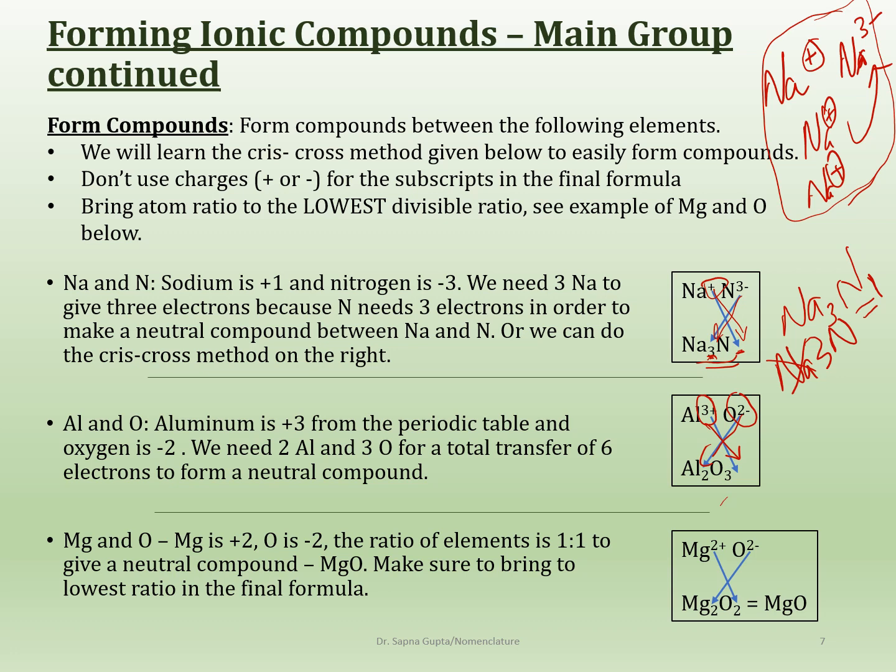So again, you need 2 aluminum, 3+, and 3 oxygen. Oxygen is 2-. The main thing is that at the end of everything, at the end of forming the compound, you should have a neutral compound. So your charges should all neutralize each other. So you have 6 electrons given and 6 electrons taken.